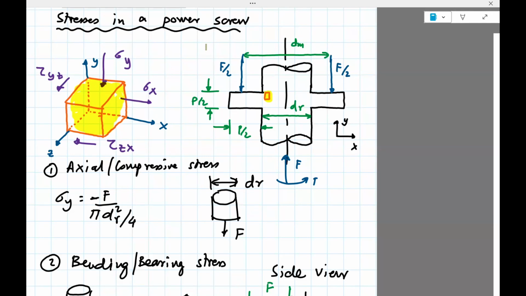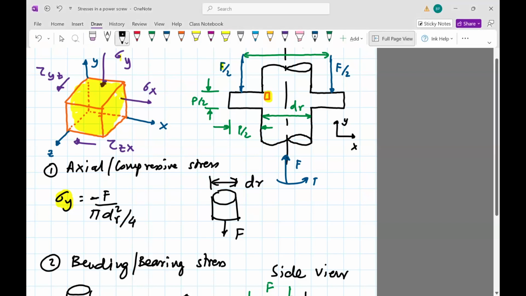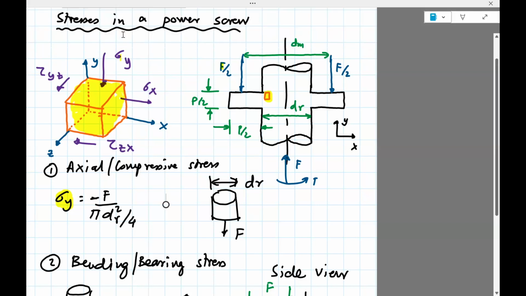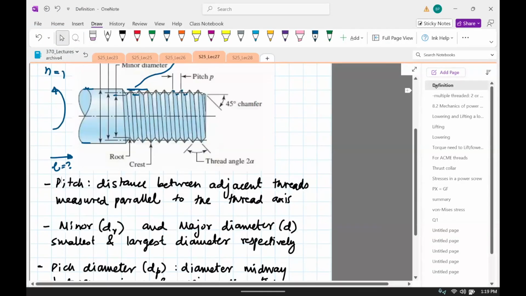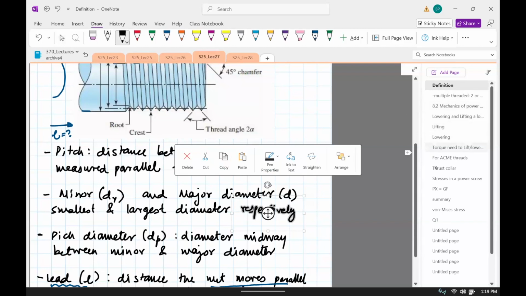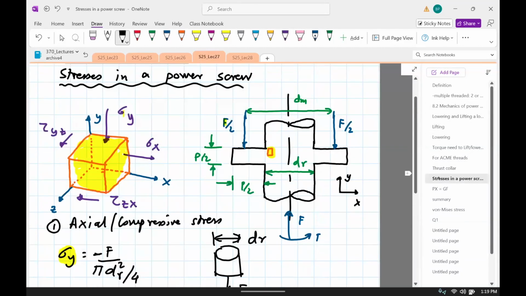We'll start with sigma y. Sigma y is a compressive stress. You can see it comes because of this F. There's F on this side, F on that side. Let me just check this. dr is the minor diameter, so it's between the innermost parts of the screw.